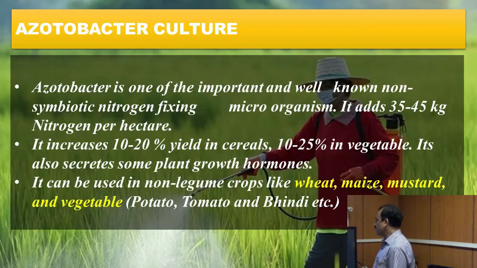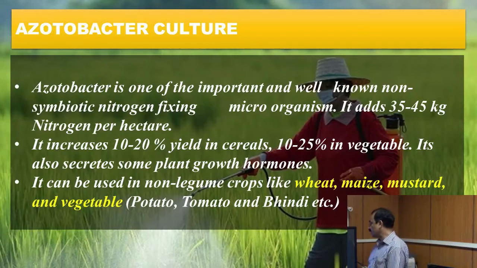It increases yield by 10 to 20% in cereals. Cereals means maize, millets, sorghum, and also mustard, etc. Then 10 to 15% in vegetables. As you know, Jharkhand is a vegetable growing state, and through this Azotobacter we increase about 10 to 25% vegetable yield through this Azotobacter culture.